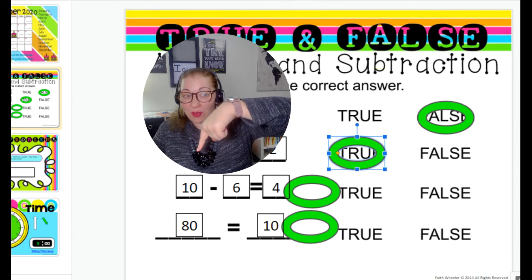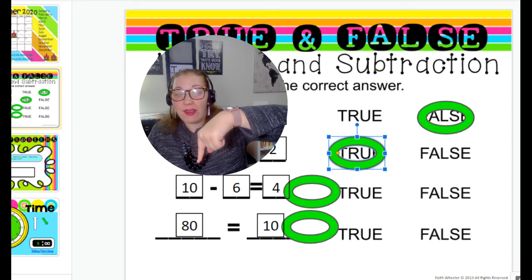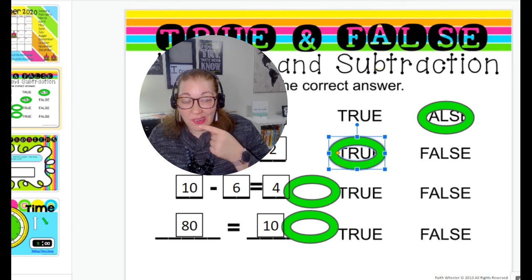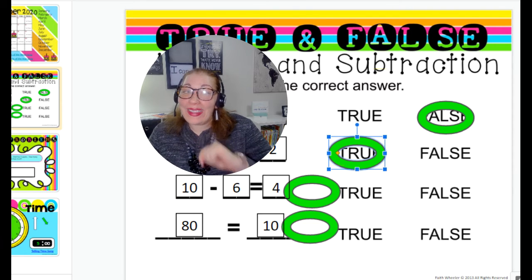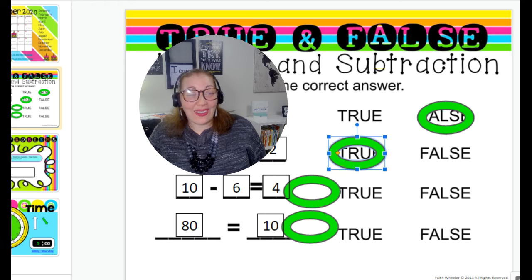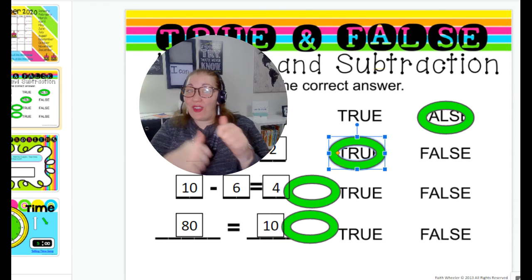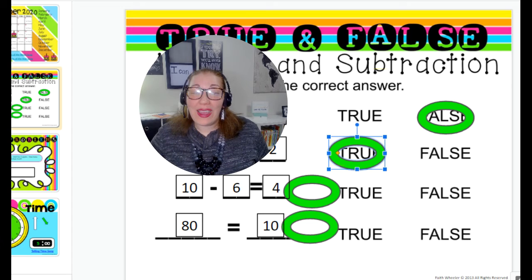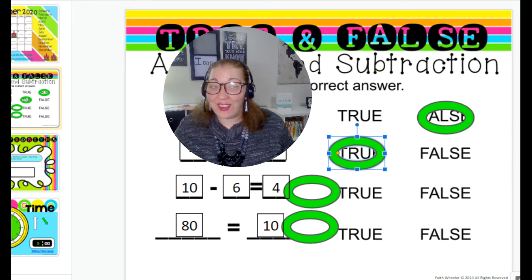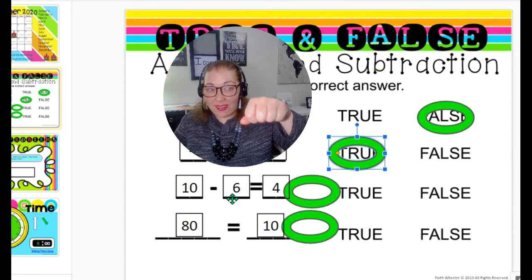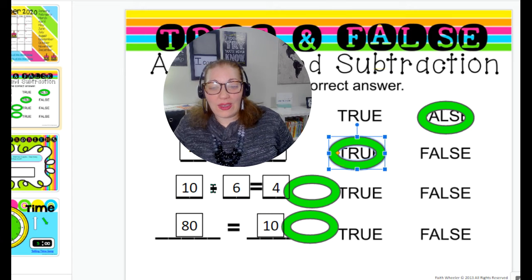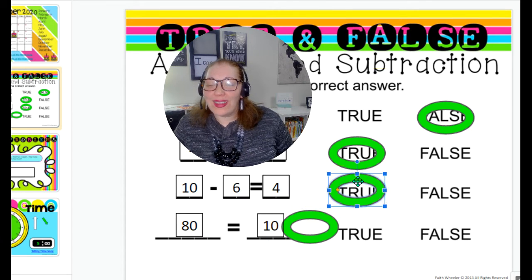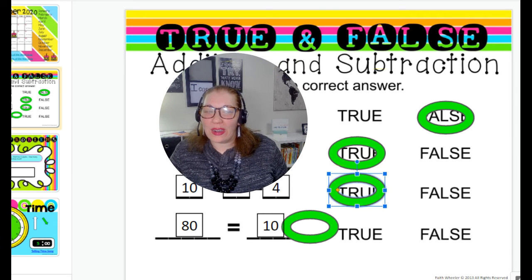Okay, let's take a look at the next one. 10. Is it plus or minus? Minus. 10 minus 6 equals 4. So remember, you can count up to add or you can take away, whatever strategy you would like to choose. Okay, so I'm going to count up to add. So I'm going to start at 6, 7, 8, 9, 10. It is true. 10 minus 6 is 4.